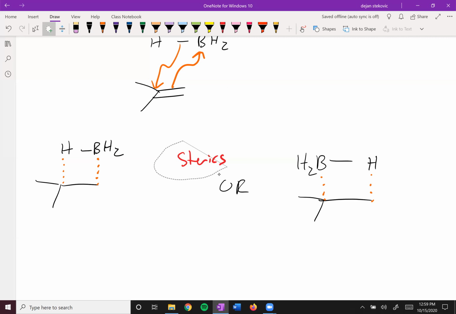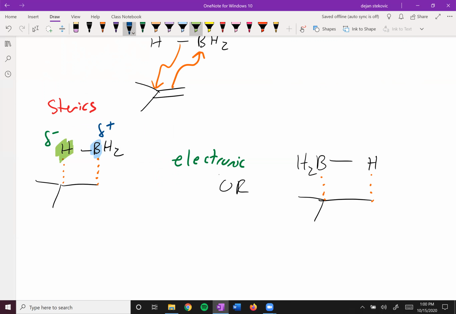So let's go ahead and move sterics kind of over here. And then the other thing we can think about is the electronic effects. And so one of the funky things about boron is that it's actually less electronegative than hydrogen. So hydrogen is actually more electronegative than boron, right? So this hydrogen is actually partially negative, and this boron is actually partially positive. And then we'll just mark that on this side as well.